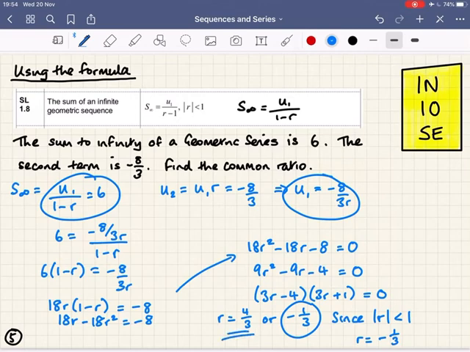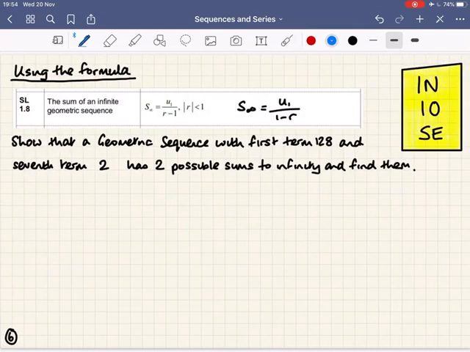Last example then, just working in all of these cases with the formula and using the information we know about different terms in a sequence. We're told this time that the first term is 128, u1 equals 128, and the seventh term, u7, equals 2. It has two possible sums to infinity, this sequence. We're asked to find them.